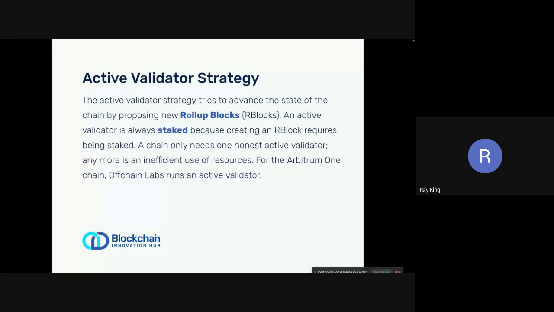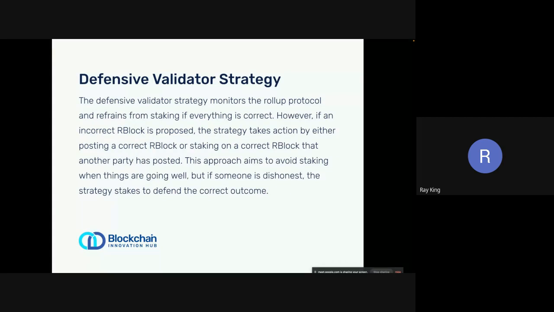For the Arbitrum One chain, Offchain Labs runs an active validator. So you need to understand that in Arbitrum One, an active validator is used. So I'm just going to explain the defensive, and probably with the defensive, you actually understand what active does and what defensive does. So to give you a better overview.